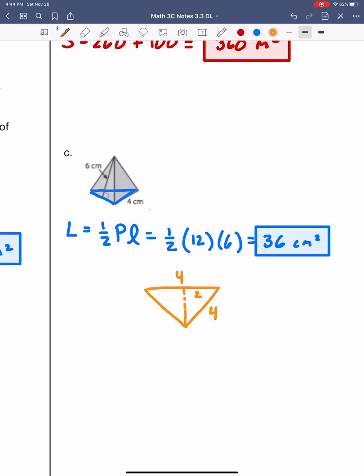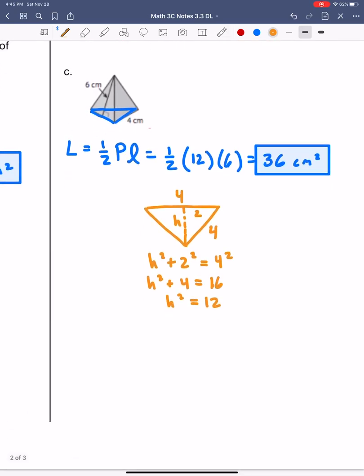And so the height of this triangle is going to be one of my sides here. So I'm going to use h squared plus 2 squared equals the hypotenuse squared, which is 4. And so that's going to give me h squared plus 4 equals 16, so h squared equals 12. Then I can square root both sides, and I end up with h equals the square root of 12, which is not a perfect square, so I'll leave it as that.